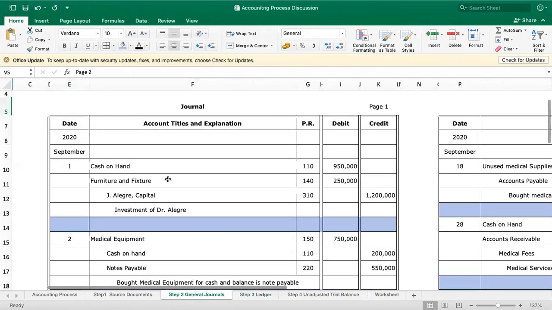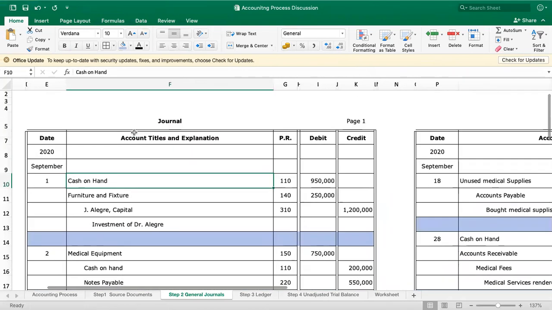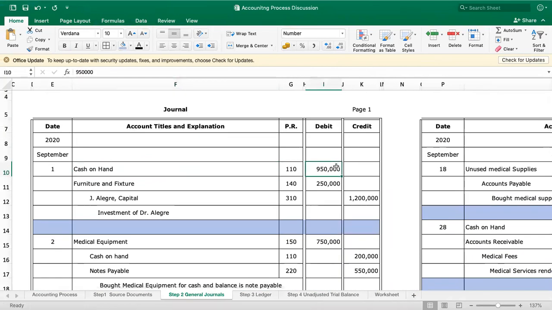On September 1 on our journal, we post the transactions, the accounts here, to their respective ledgers. So we classify the accounts, then post them to their own ledger. We have September 1, we have cash on hand, that is debit 950,000. We can also use the reference, that's the purpose of the posting reference or the account number. The account number of cash on hand is 110. This relates to cash, therefore that's debit 950,000.